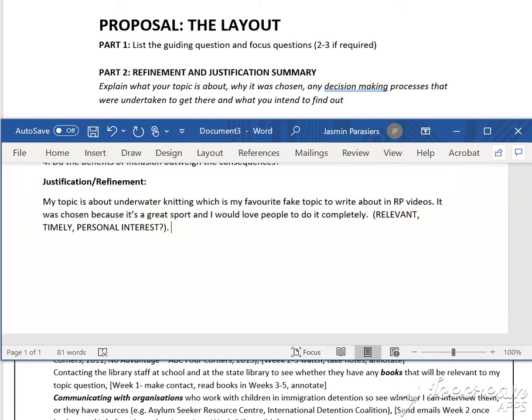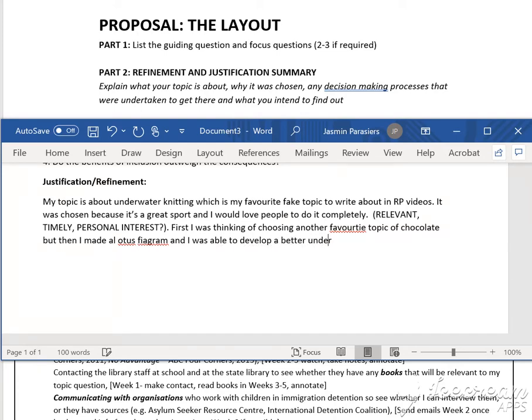Then we've got any decision-making processes. So, first I was thinking of choosing another favorite topic, chocolate. But then I made a lotus diagram. Oh, that's not how you spell any of those words. And I was able to develop a better understanding of topics. Okay, so we're talking all that through.